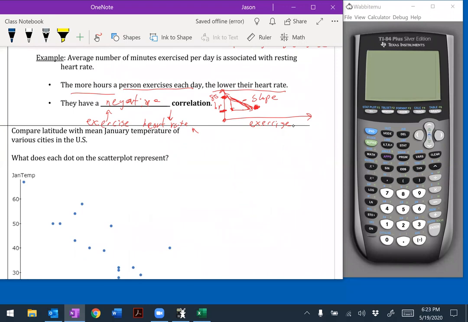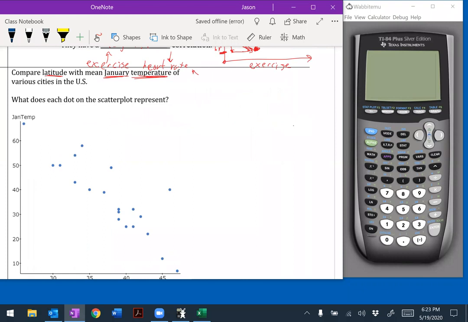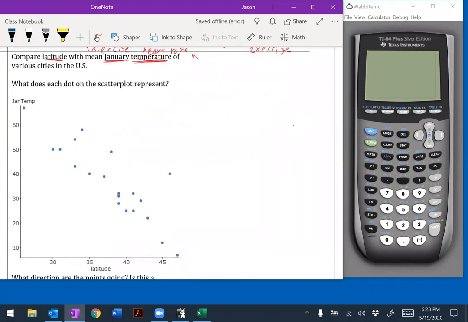Okay, compare latitude with mean January temperature. What does each dot on the scatter plot represent? Well, it represents a specific latitude and its January temperature. It seems that the higher I go up in latitude, the lower the temperature goes, right?